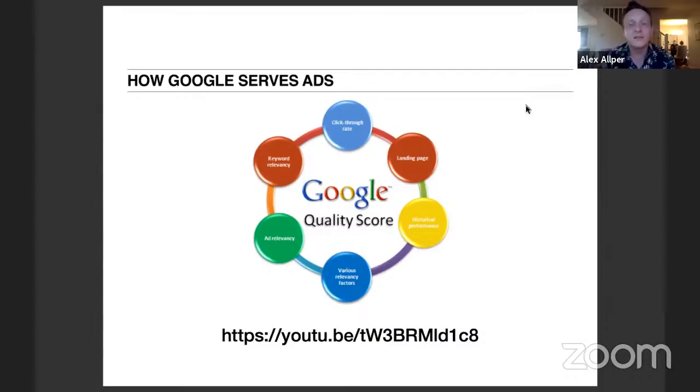And then there's the click-through rate, you guys. How many people actually click on your ad and go to your website and maybe even make a purchase? The more people that do that, the more success that you have, the more that Google is going to like you and your website and try to show your ads more often.